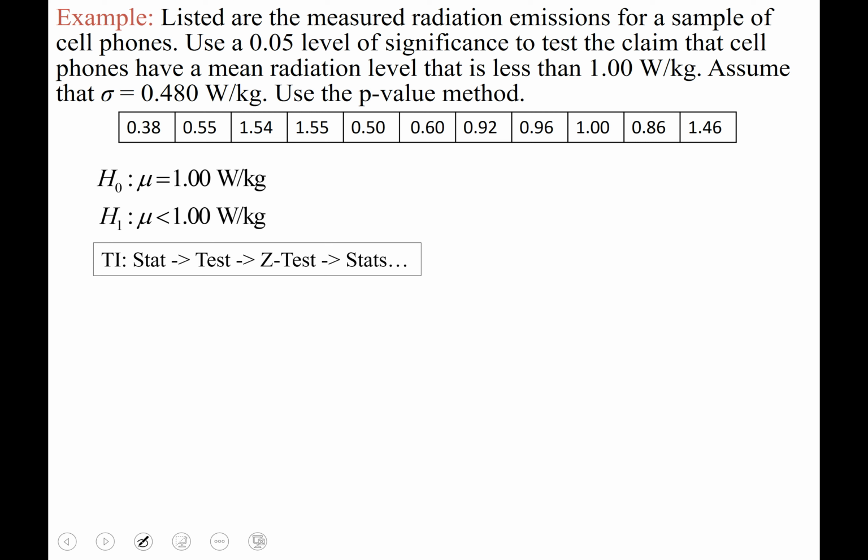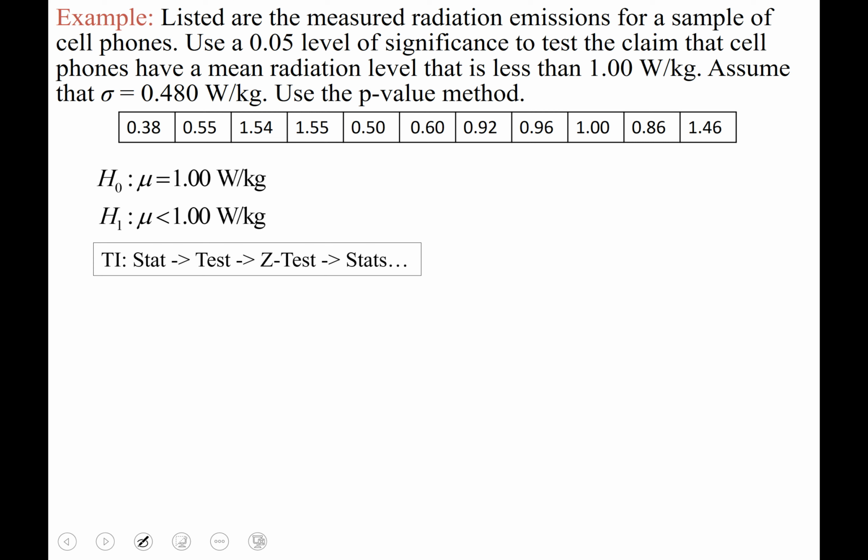So you can hit Stat, Edit, enter those 11 radiation levels, and then bring yourself back to Stat, Test, Z-Test. Frequency is 1. Alternative hypothesis is the less than sign. You made that decision based on the claim. And go ahead and run the Z-test now.